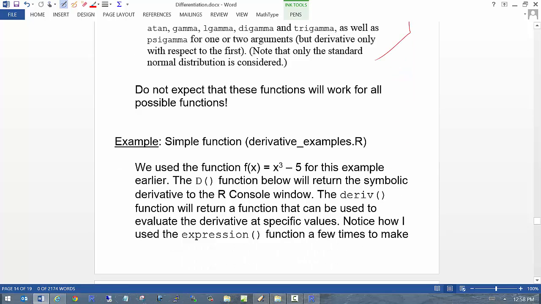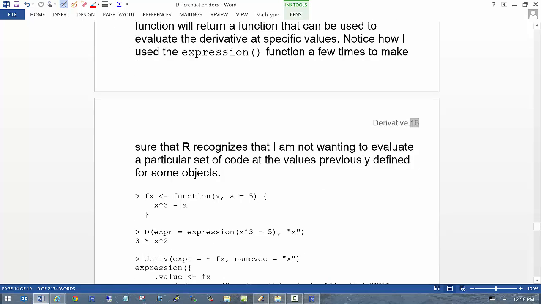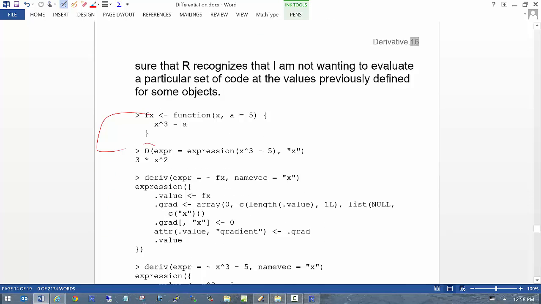So here's just a very simple example using my f of x equal to x cubed minus 5 example once again. So here's my f of x function that we've seen before. And if I use the capital D function with it, notice how I have to say for the first argument expr, and then I actually have to say, okay, R, this is an actual expression. Don't do any math with it. x cubed minus 5. Take the derivative with respect to x, and we get the symbolic derivative returned to us.